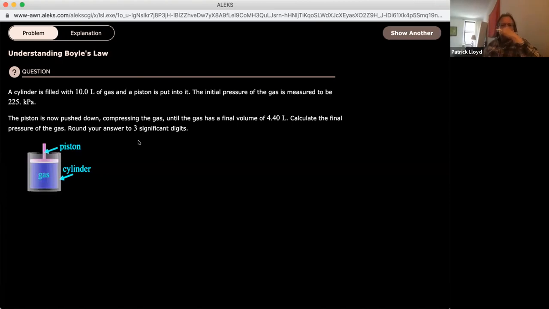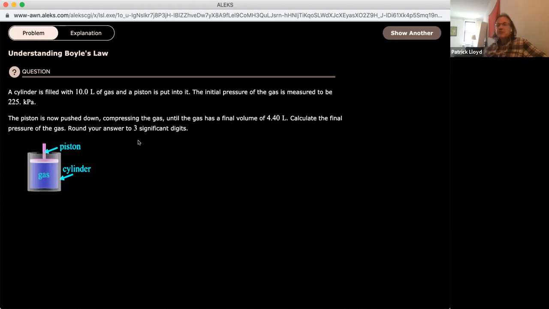Okay. A cylinder is filled with 10.0 liters of gas. Doesn't say what the gas is, doesn't matter. That's the nice thing about these. And a piston is put into it. The initial pressure of the gas is measured to be 225 kilopascals. The piston is now pushed down, right? So as you push it down, the pressure is going to go up because the volume is going down, right? Compressing, volume gets smaller, so pressure's got to go up. Compressing the gas until the gas has a final volume of 4.40 liters. Calculate the final pressure of the gas and then round it to 4 sig figs.